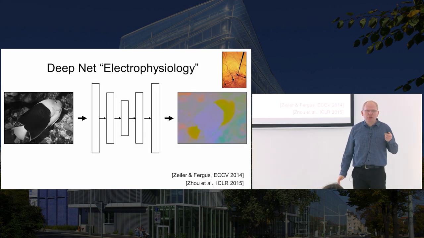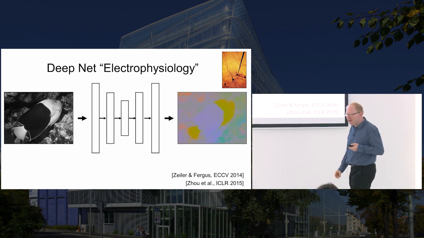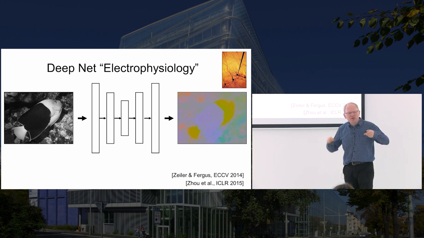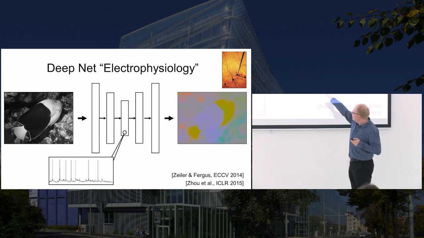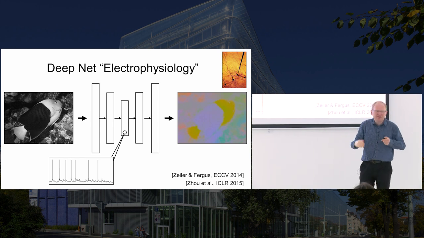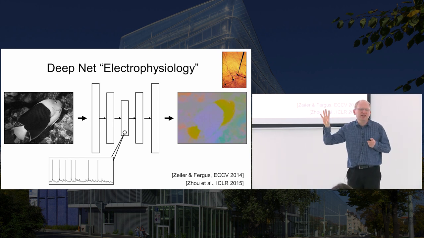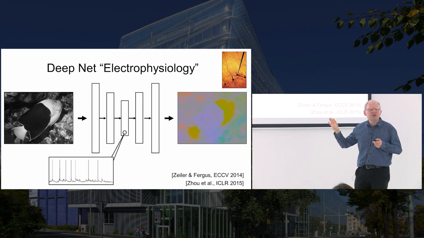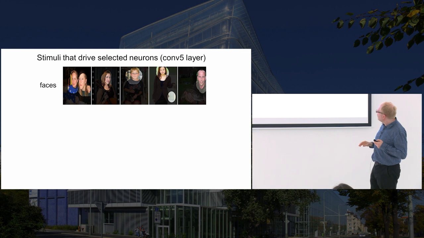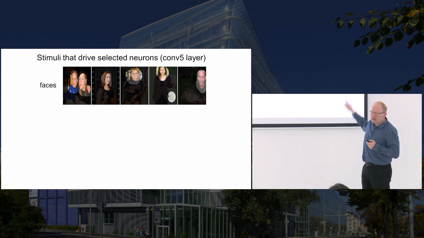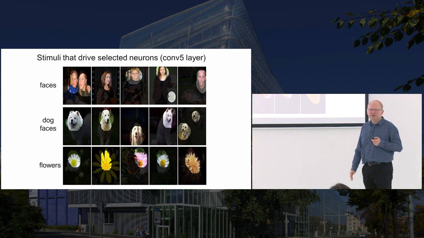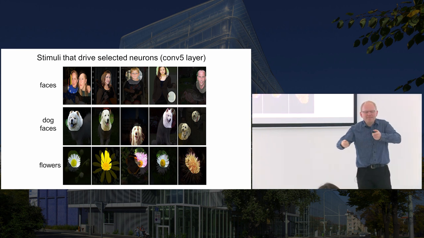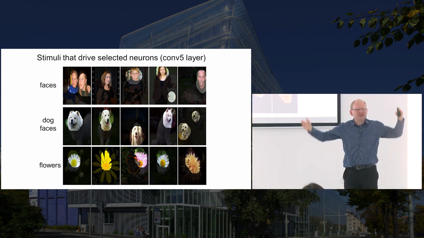We did various tests, but I'll just show you one way to see what's been learned in this representation, which is what we call deep net electrophysiology. We probe the different features of that compressed representation and see where they fire. Think of them like neurons firing. So where do they fire? What we found is a neuron that fires only on faces. There's another neuron that only fires on dog faces. Another one that fires on flowers.